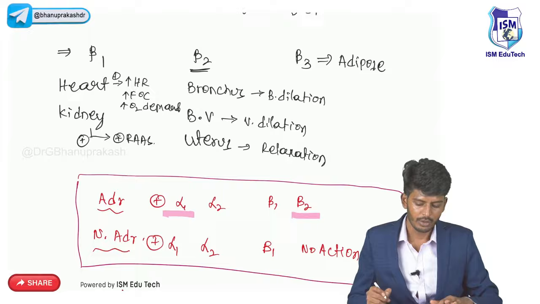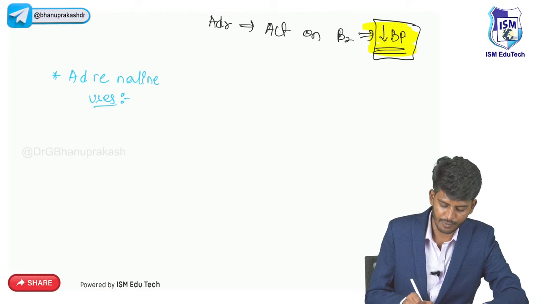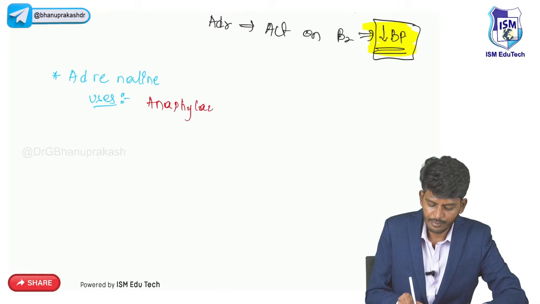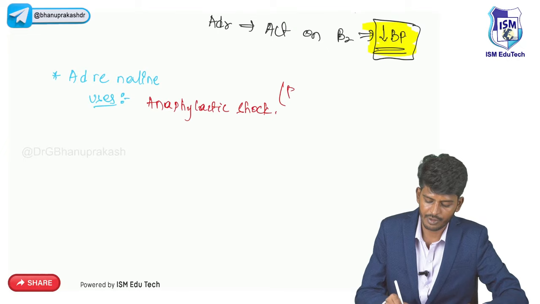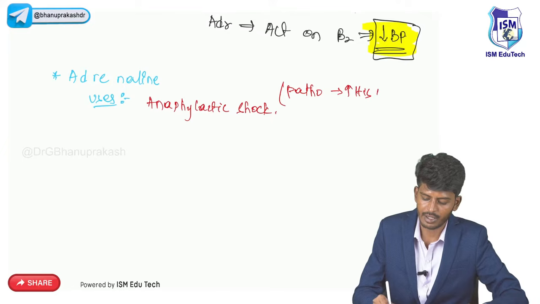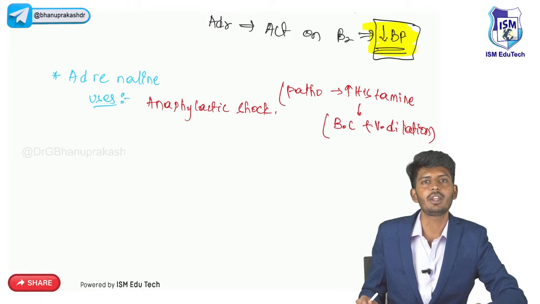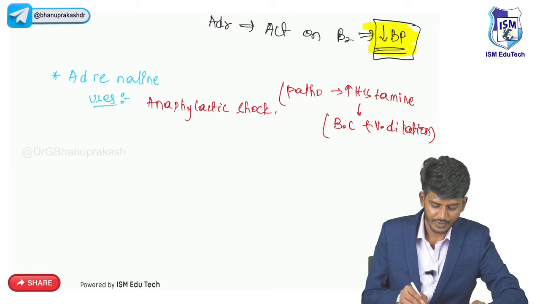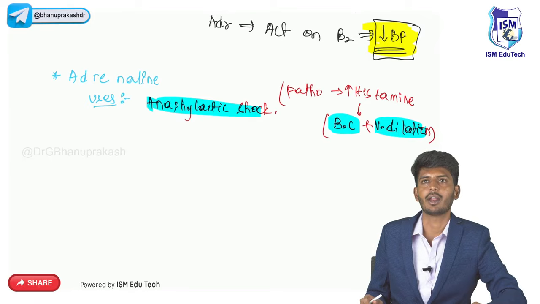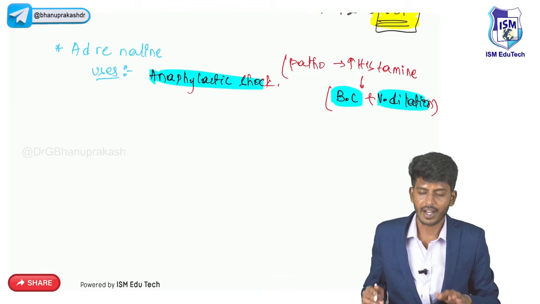When we are talking about adrenaline, adrenaline is used for anaphylactic shock. Now in anaphylactic shock, the pathology is an increase of histamine. This increased histamine will lead to bronchoconstriction and vasodilation. So these are the two problems. Now how can we treat it? Exactly opposite treatment, which is very simple. The patient has anaphylactic shock, the problem is bronchoconstriction and vasodilation. If you give adrenaline, automatically exactly the opposite effect will be yielded. That is the use of adrenaline in anaphylactic shock.